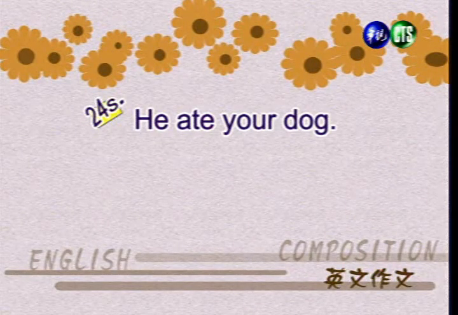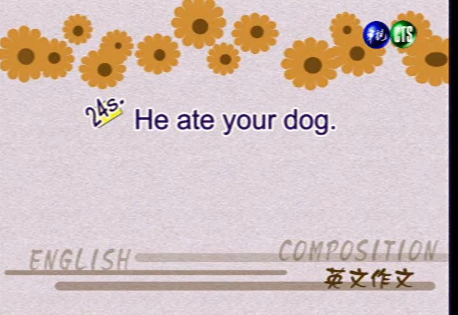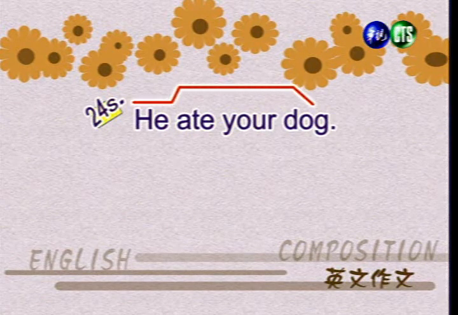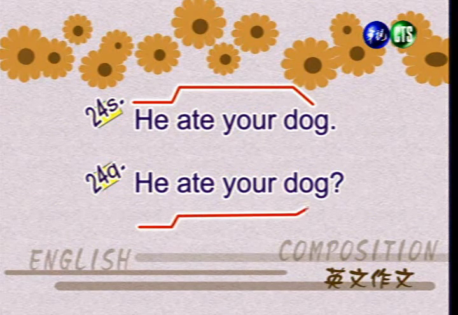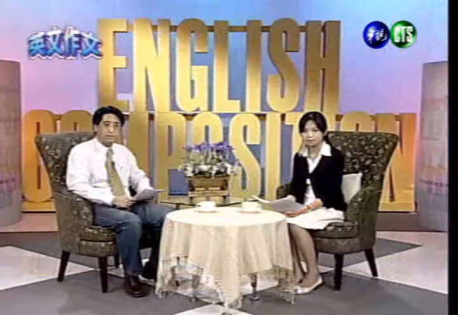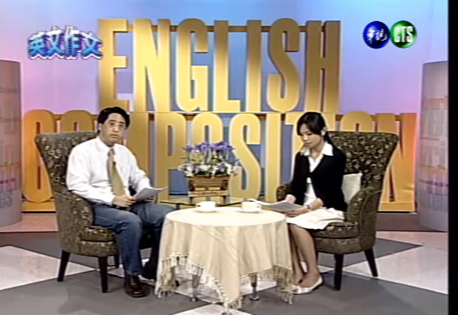So let's take a look at these sentences over here. We have a sentence, he ate your dog. If we want to make this into a question without changing our word order, we can have a rising intonation at the end of the sentence. And we'd say something like this: He ate your dog?